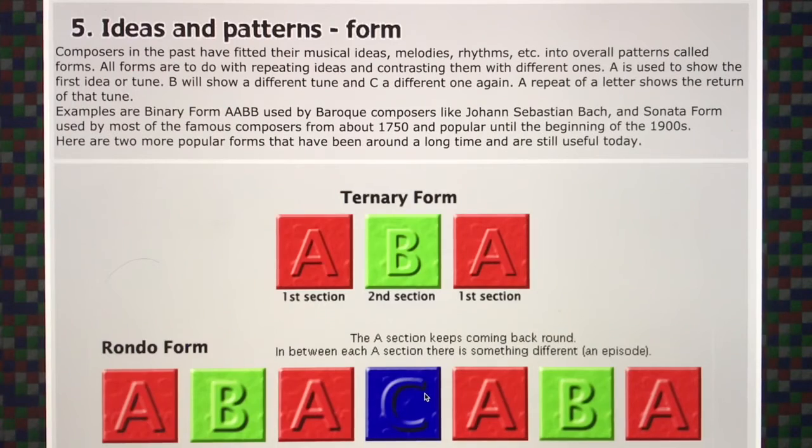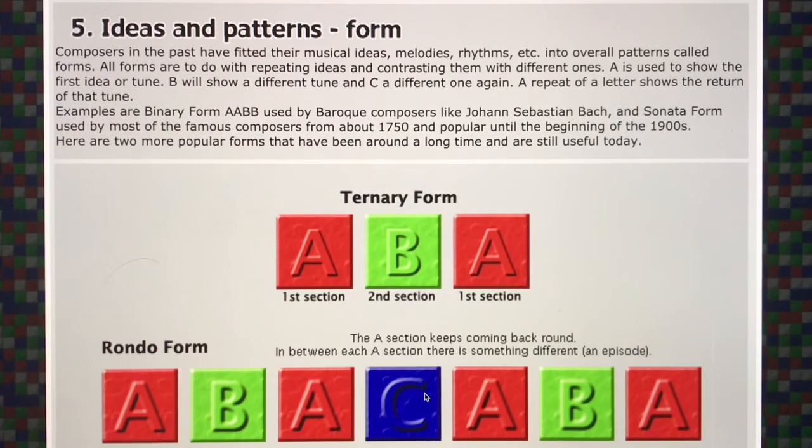The element number 5 is ideas and patterns, and today we're looking at form. Composers in the past have fitted their musical ideas, melodies, rhythms, and everything else into overall patterns called forms. All forms are to do with repeating ideas and contrasting them with different ones. A is used to show the first idea or tune. B will show a different tune and C a different one again. A repeat of a letter shows the return of that tune.